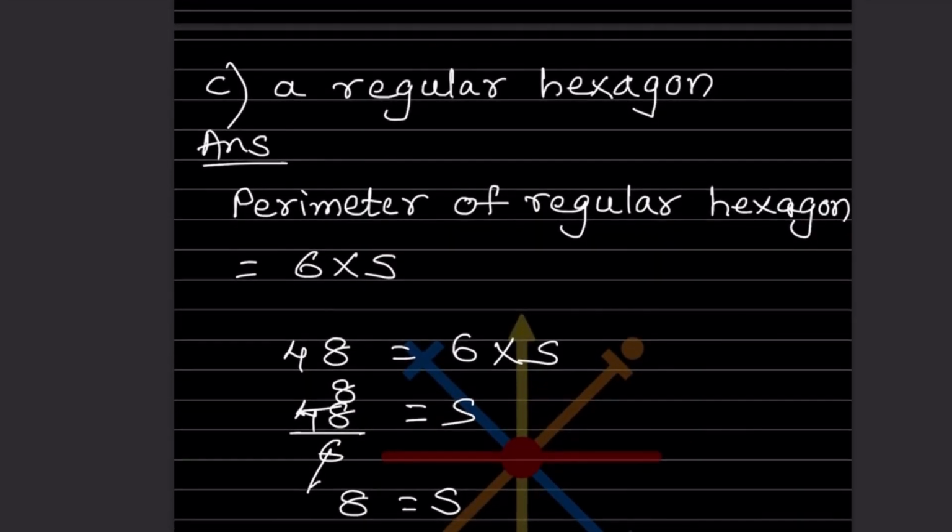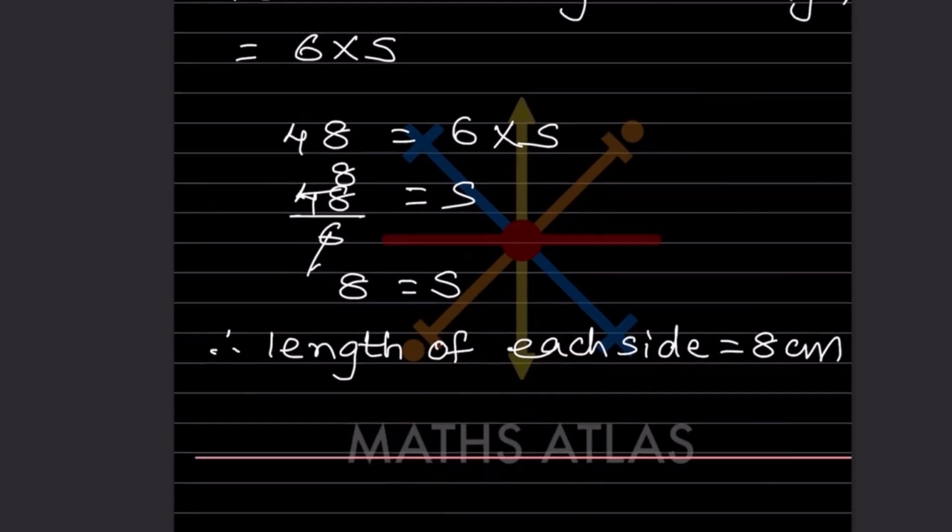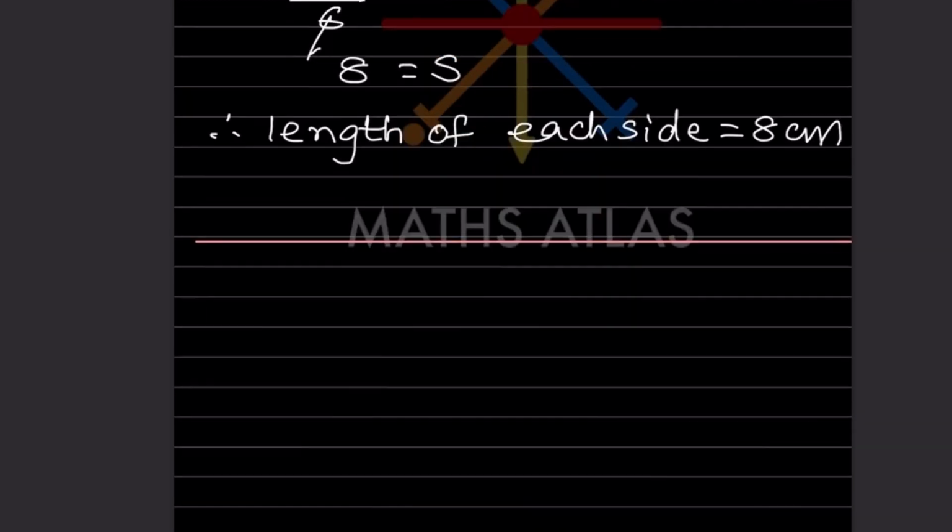Now a regular hexagon. Even I told you in the previous video, hexagon means how many sides it has. Penta means 5, hexa means 6. So the perimeter of a regular hexagon is going to be like this. All the sides again are the same. So there are 6 sides. So 6 multiplied by s, and the perimeter again here is the same, 48. So this 6 goes in the denominator. So here again you will divide 48 by 6. 6 eights are 48. So the length of each side is 8 centimeter.